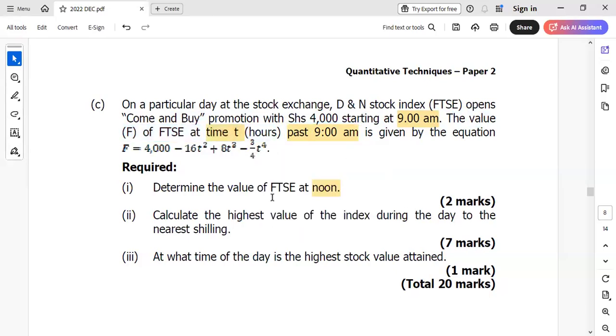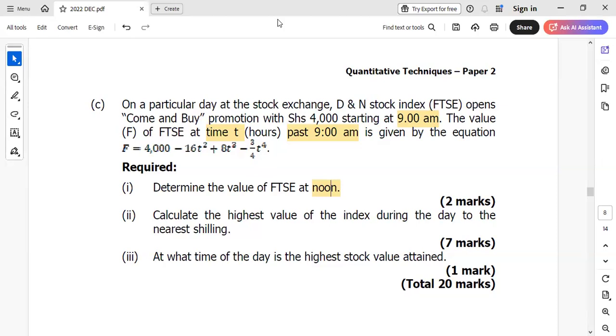So we need the value of f at noon. From the time past 9 to noon, how many hours are those? You count: that is 10 a.m., 11 a.m., then also noon. And there's 3 hours. So that's how I'm getting t.